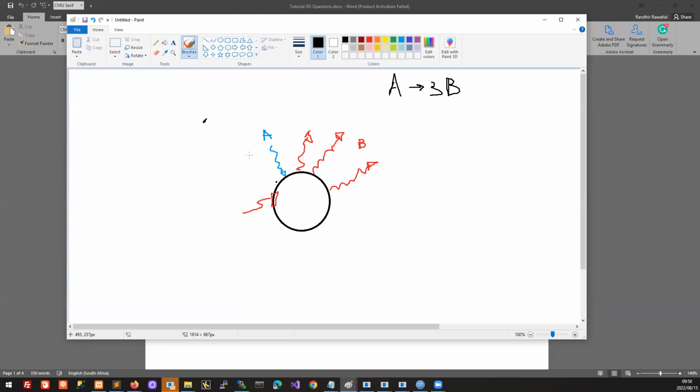And we know that by diffusion, we are always diffusing down the concentration gradient. That means we are always going from high to low. So A must be going like that.